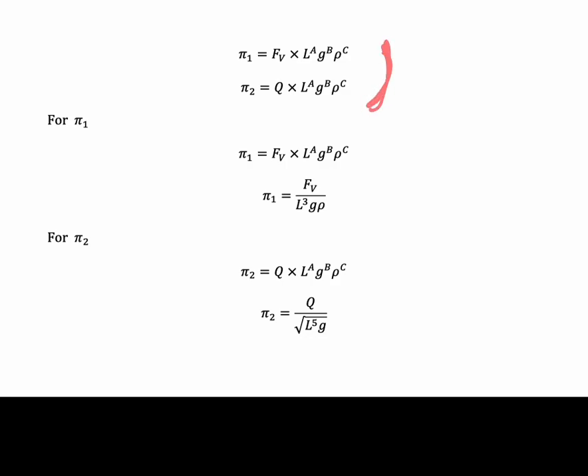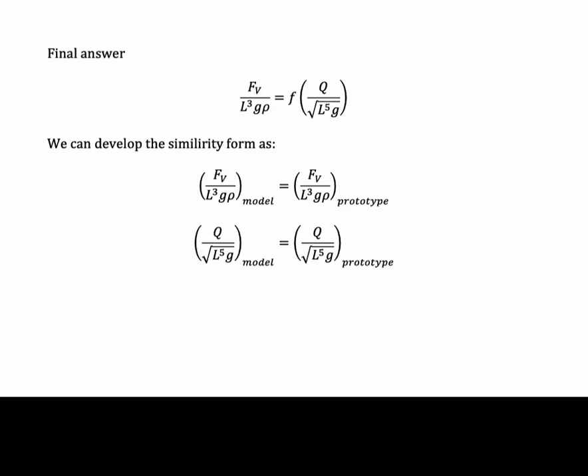We determine pi 1 as F over L cubed, g and rho. And for pi 2, we get Q over square root of L to the power of 5 and g. So finally, we can write this as our final answer from the Buckingham pi theorem. And then, what do we do for the similarity? Similarity means any equation that you calculate in the model can be used to calculate any parameter in the prototype because it is similar. That is the idea of similarity.